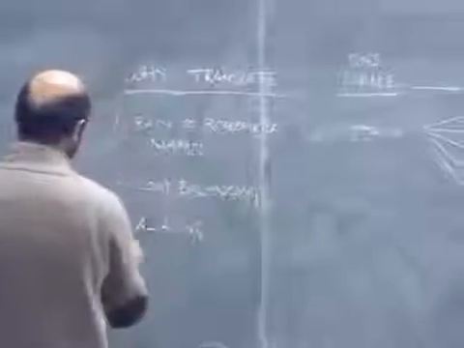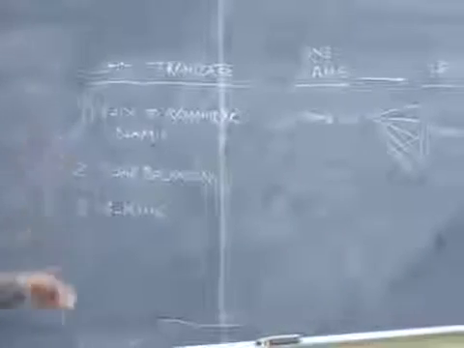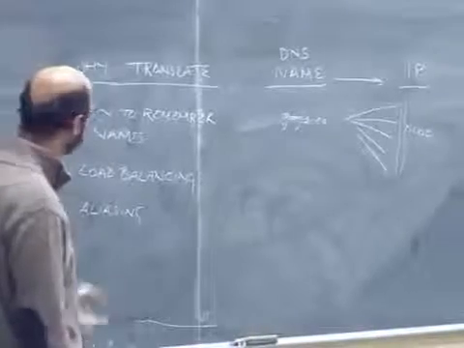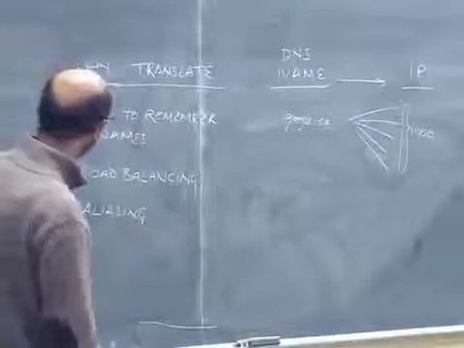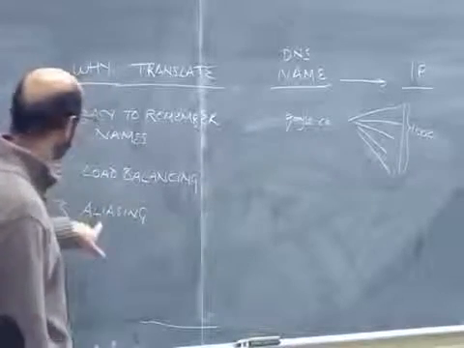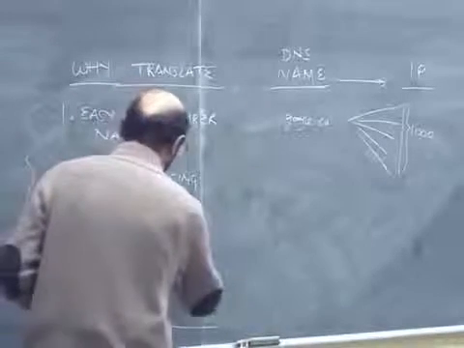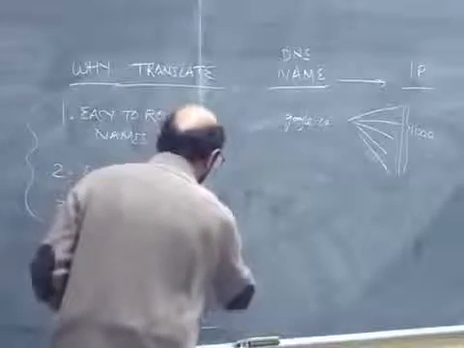So these are good reasons why we want to translate. What DNS, the domain name system, does is provide this translation from names to IP addresses, different IP addresses, or from names to names. This is a name to name. All right, so we'll stop here.